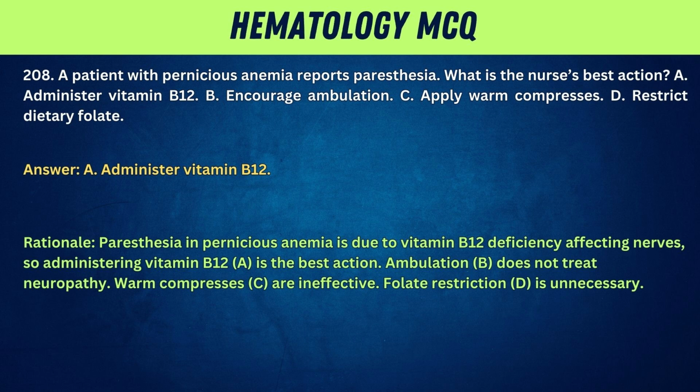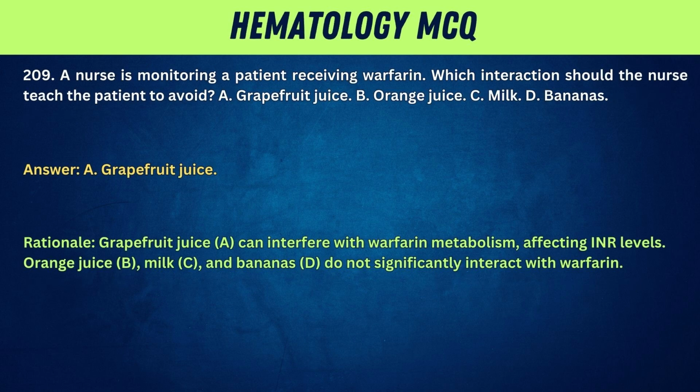Administer vitamin B12. Rationale. Paresthesia in pernicious anemia is due to vitamin B12 deficiency affecting nerves, so administering vitamin B12, A, is the best action. Ambulation, B, does not treat neuropathy. Warm compresses, C, are ineffective. Folate restriction, D, is unnecessary.